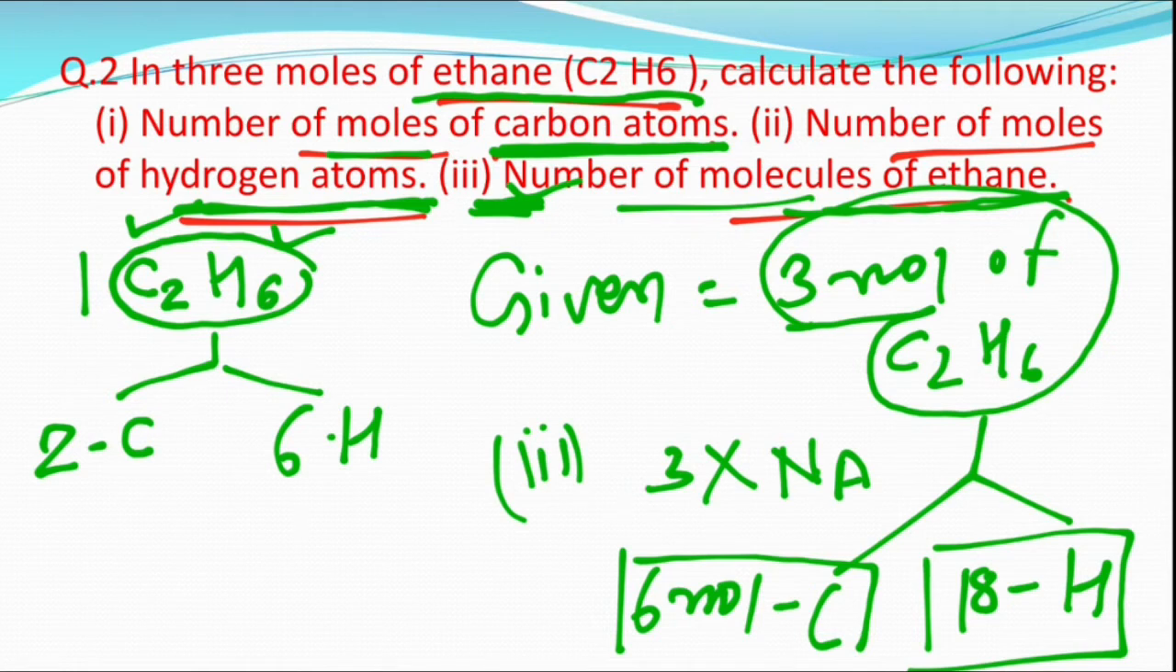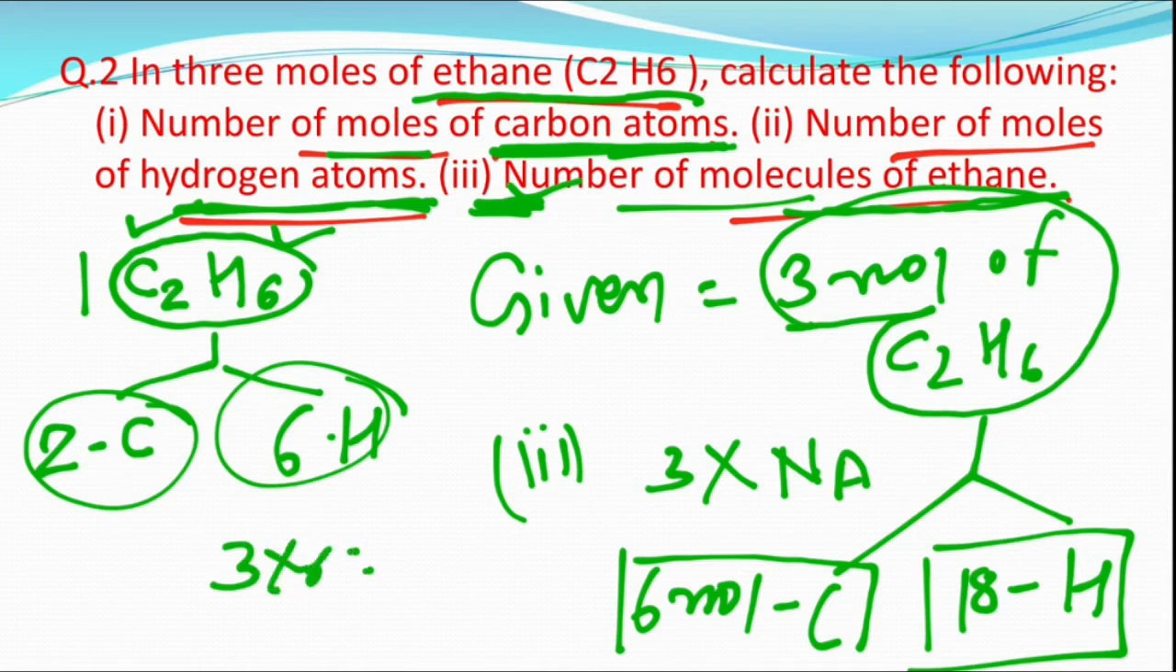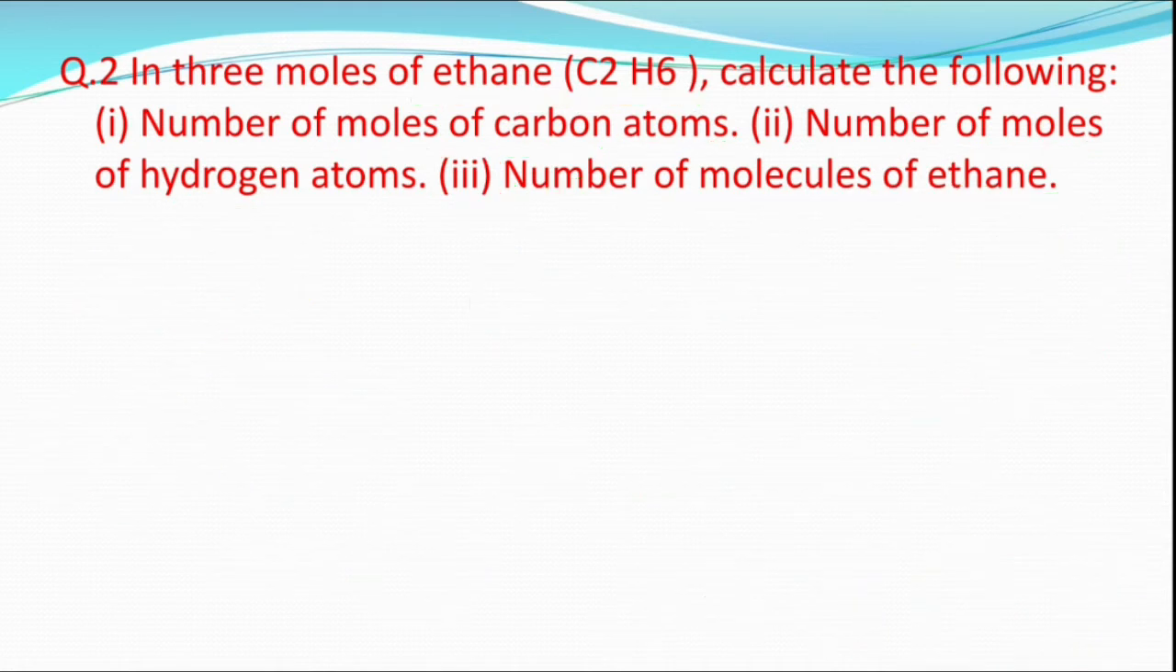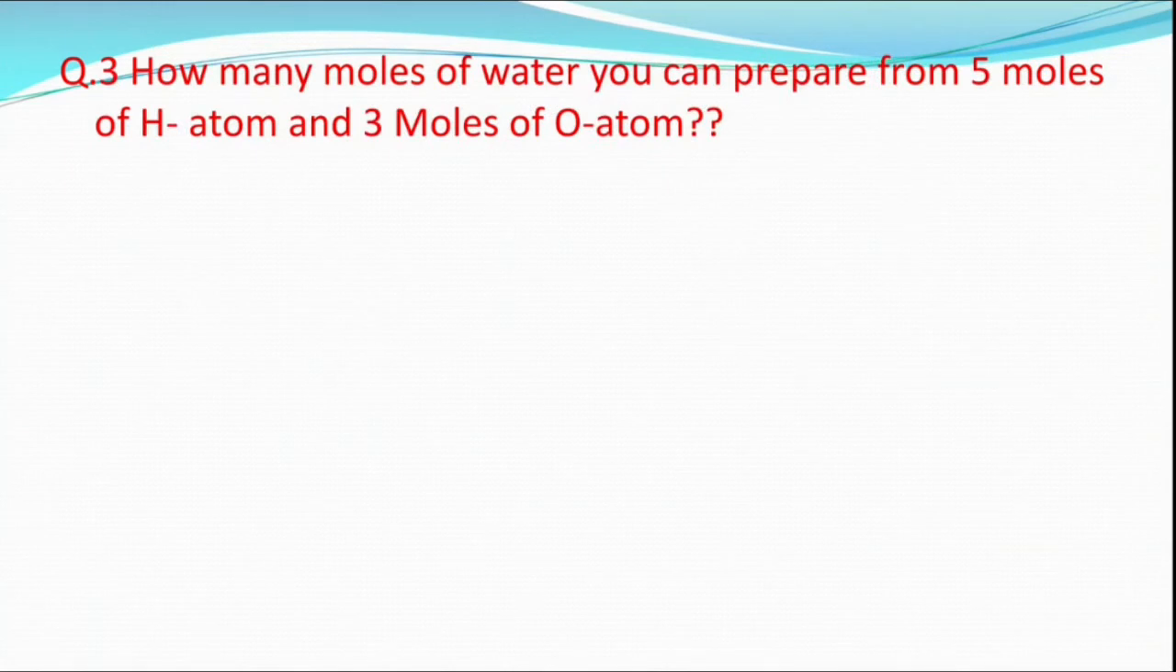So the number of moles of carbon atoms is 6, because 1 ethane is giving 2 carbon, and the number of moles of hydrogen atoms is 18, because 1 ethane is giving 6 hydrogen, so 3 will give 3 into 6, which is 18. Okay, so that's the way by which we can solve these kinds of questions. Now look at the next question.